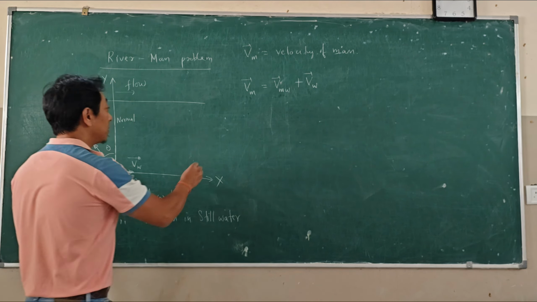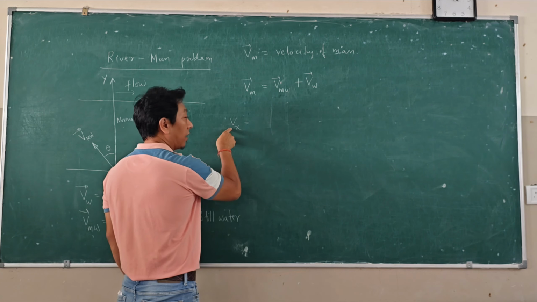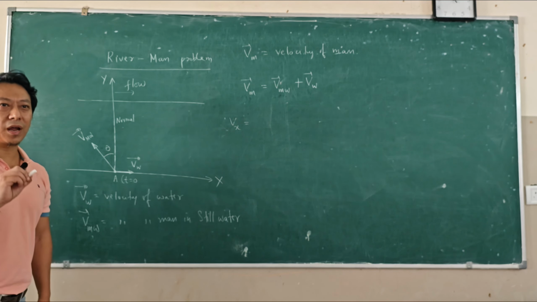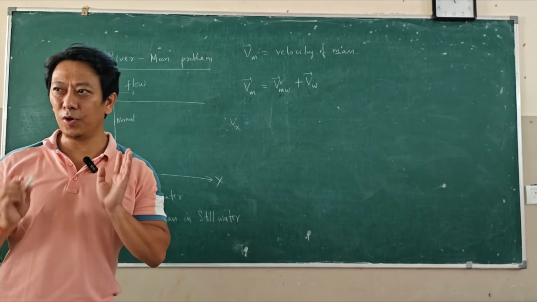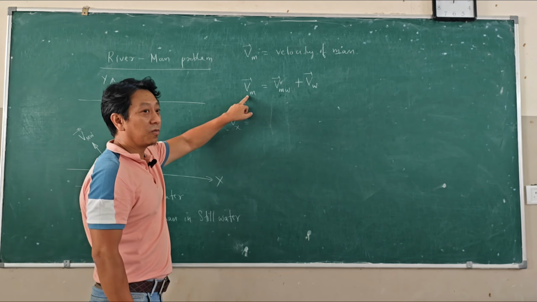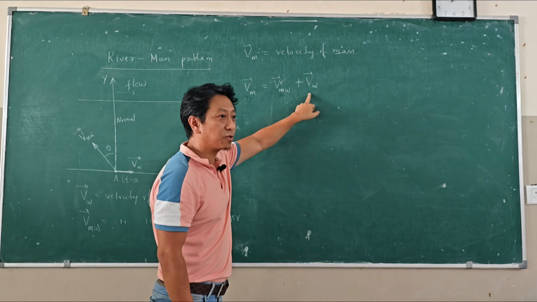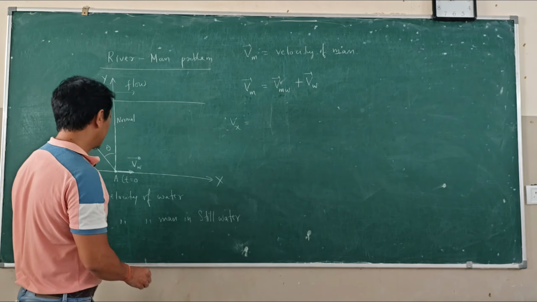Now tell me, what is the x component of man's velocity? This is x component of man's velocity. I am not writing Vmx. I can write, but I just thought of writing Vx. Will you remember? So what is x component of man's velocity? Well, x component of man's velocity will be x component of this plus x component of this, if they are in same direction. So let's check.